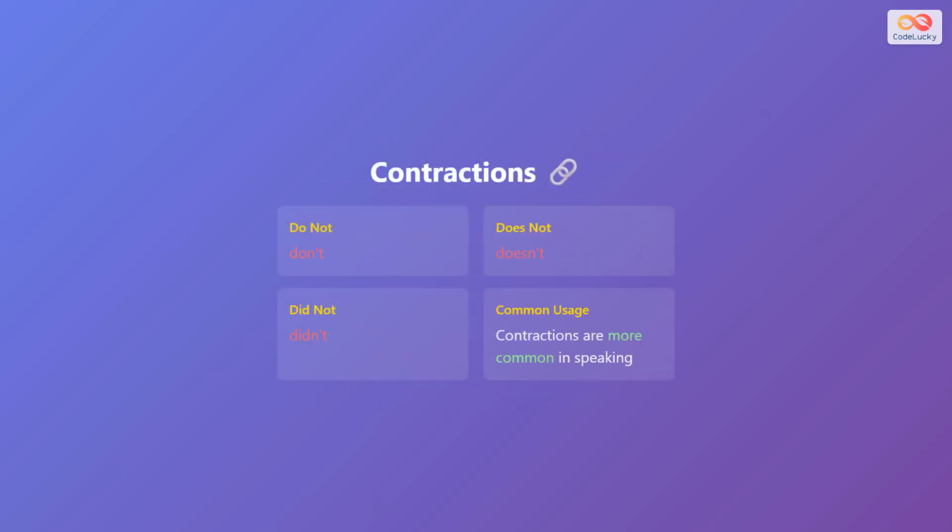In English, we often shorten words by combining them. This is called a contraction. For do not, we write don't. For does not, we write doesn't. For did not, we write didn't. These contractions are very common in speaking and in formal writing. When you hear someone say, I don't like pizza, or she doesn't work here, they are using contractions instead of the full forms.